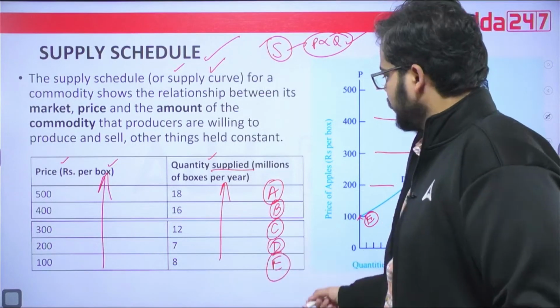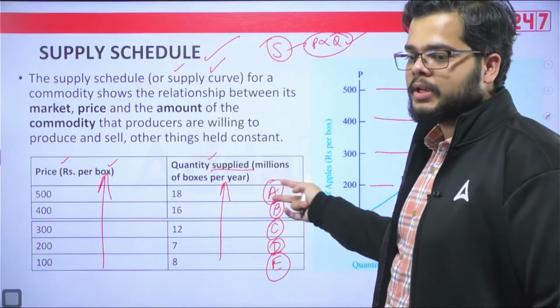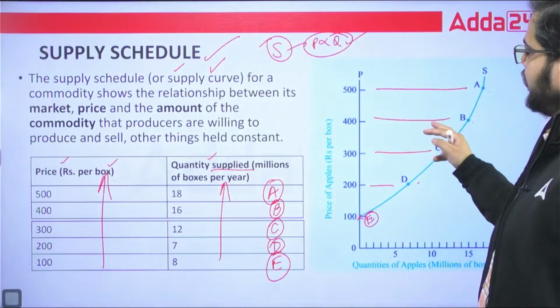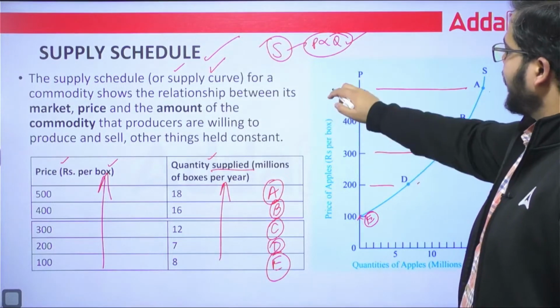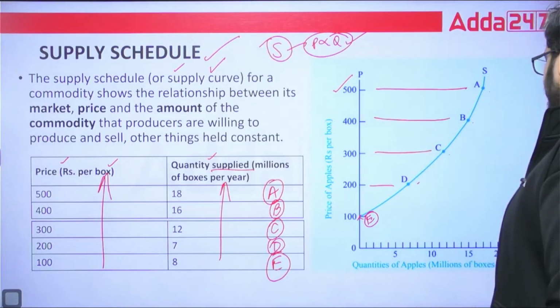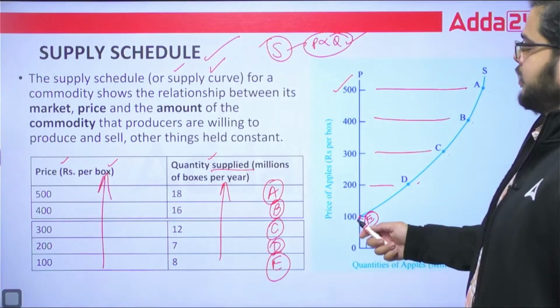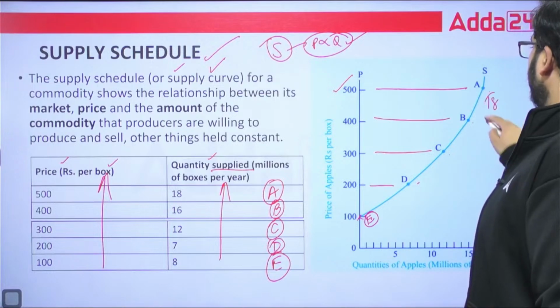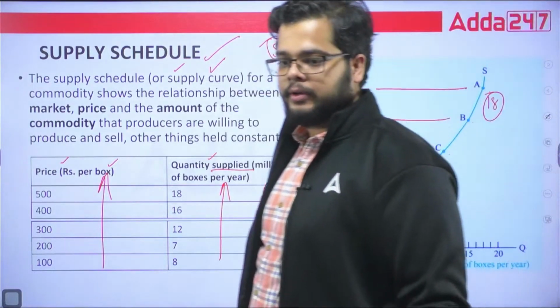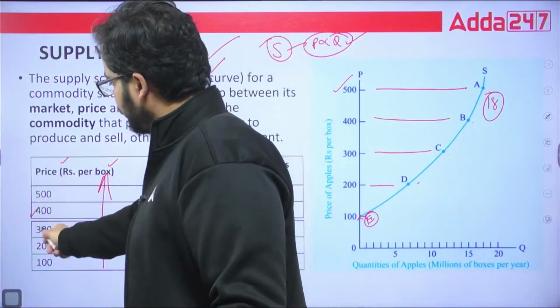So these are not just points, these are situations. A situation refers to a point in the supply schedule where the price of the commodity, or the apple, is 500 and the quantity is 18. Likewise, you can study all these data points which are written here: 1, 2, 3, 4, 5.